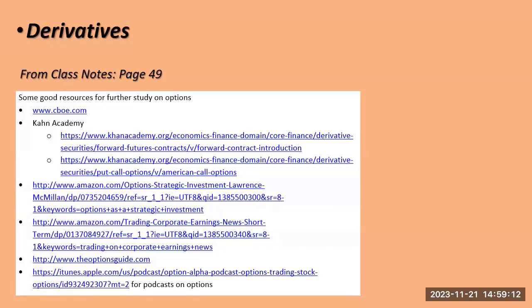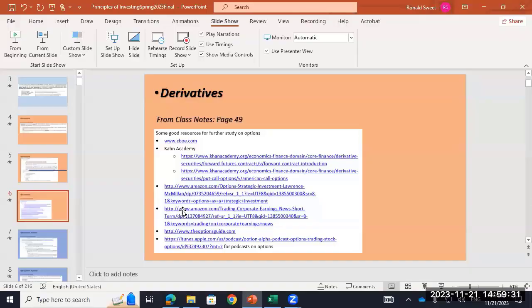Options strategies, options as an investment strategy. That's a book a lot of my students recommend. I haven't read it yet, but that's a good one. It's in the class notes. Trading on Corporate Earnings is a book I really, really like. I do highly recommend that one. I don't have it linked here.